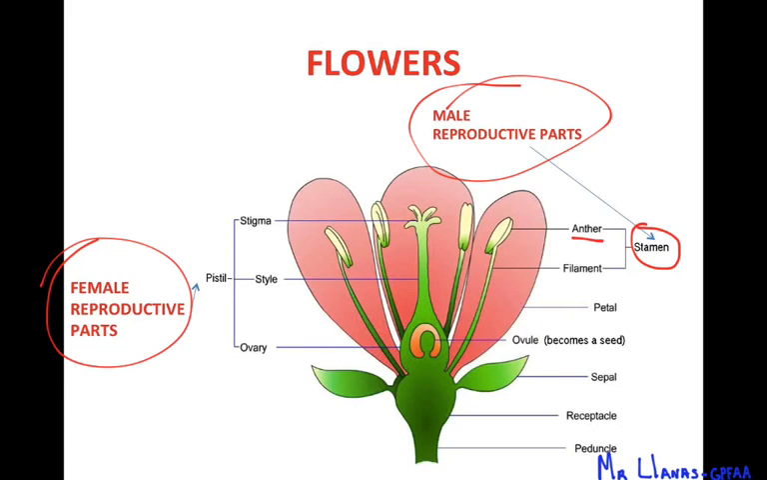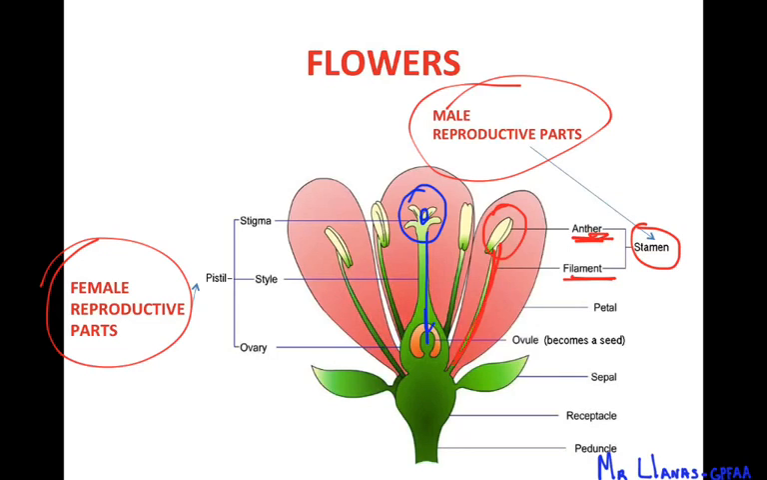The stamen is composed of the anther, which is right here, and the anther is responsible for producing all the pollen of the flower, and then the filament, which is what holds the anther in its place. That's the male reproductive part. Now, the female reproductive part includes the stigma, which is where the pollen lands.